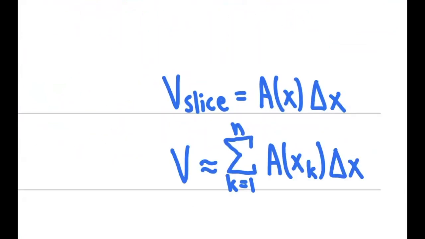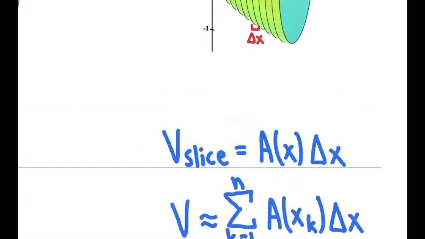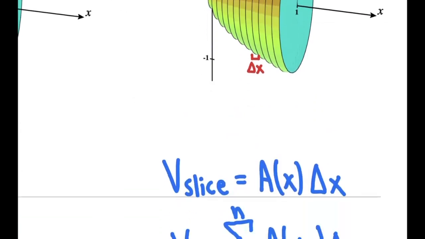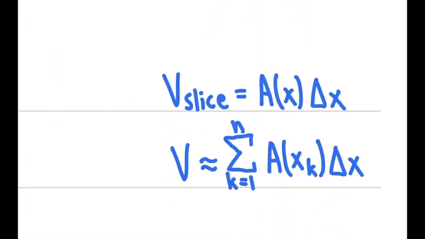So this is what we get when you add up the volume of each slice. We're doing it from k equals 1 to n, and n is just the number of discs we have. In this case, n is 12 because we have 12 discs. This is how you get an approximation of the total volume of the solid.